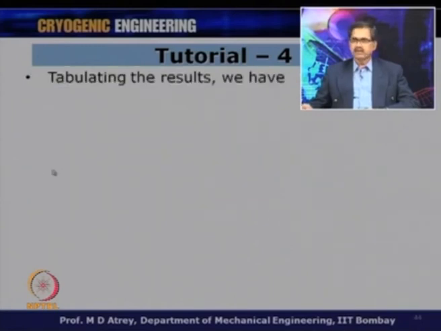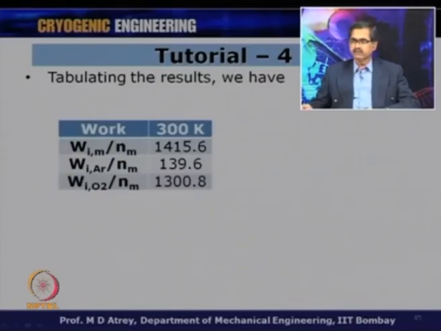So, tabulating all the results together, what we can get is a combined look, work of separation at 300 Kelvin. So, work of separation per mole of mixture is 1415.6. Work of separation of argon from this mixture per mole of mixture is very small, 139.6, all right, argon being a very small quantity. Then work of separation of oxygen per mole of mixture is 1300.8. This is oxygen being separated from the mixture, per mole of mixture.